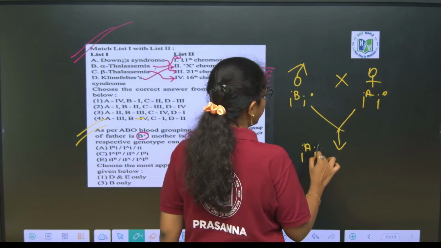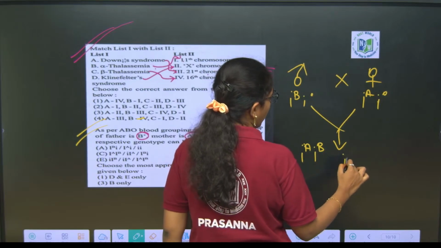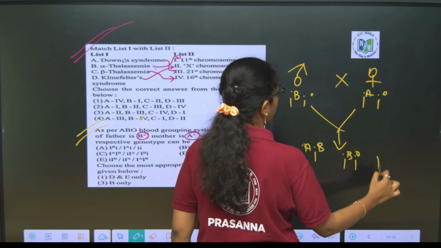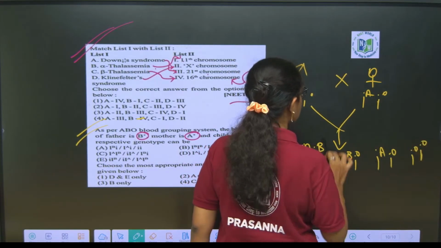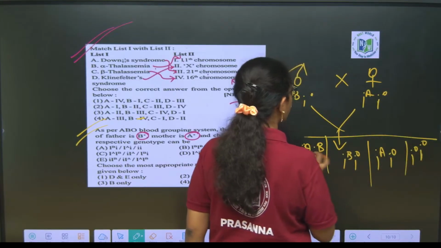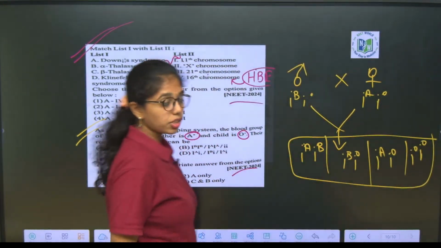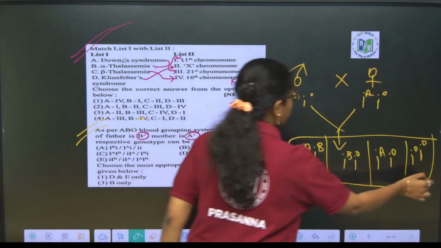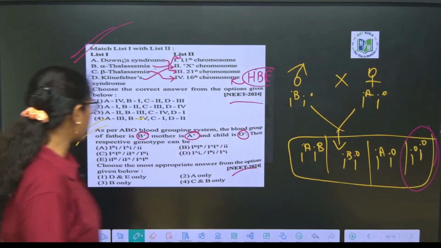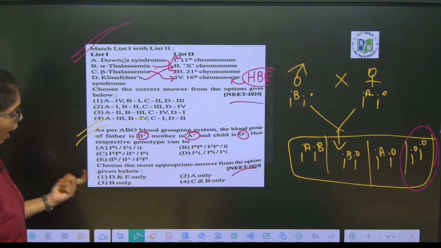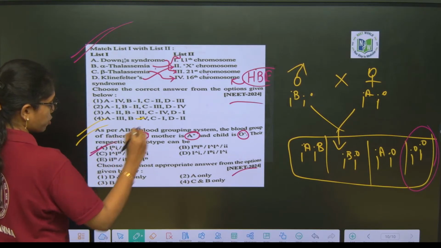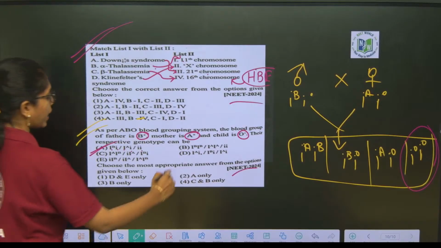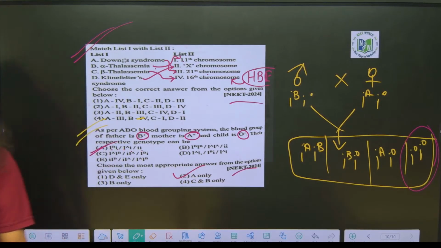IA, IB, IB, IO. So these are the set of offspring that are observed. Yes or no? So in this case only you can observe O type of blood grouping. So what will be the right option, ma? IBI, IAI and II in the offspring. So option A will be the right answer, that is option 2.